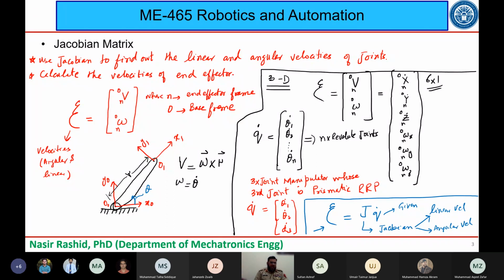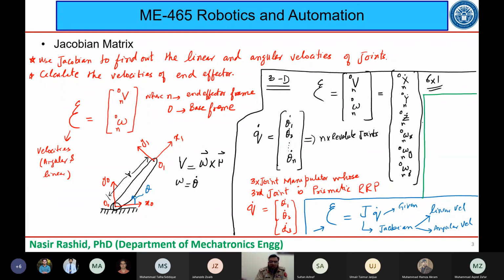ठीक है? अच्छा. Let me just use this space and write down something else here. So let me just use this space.